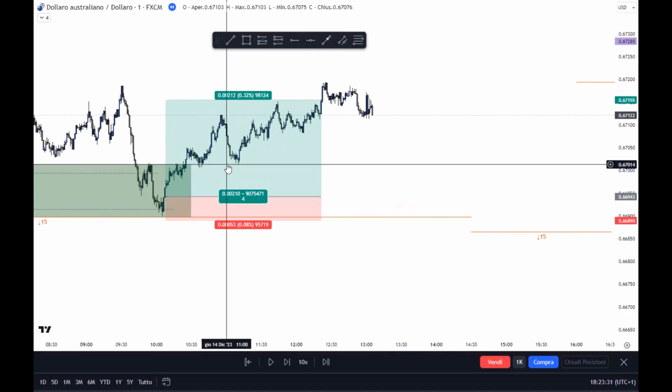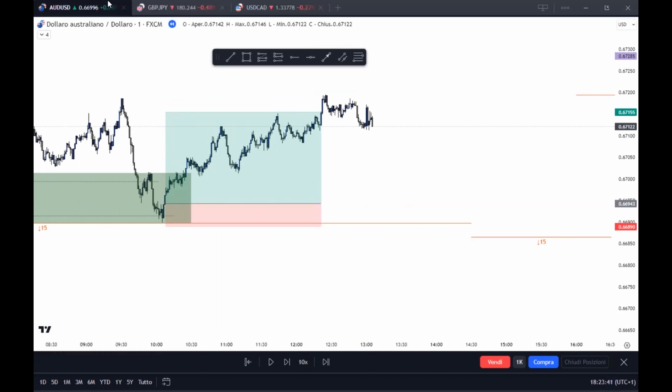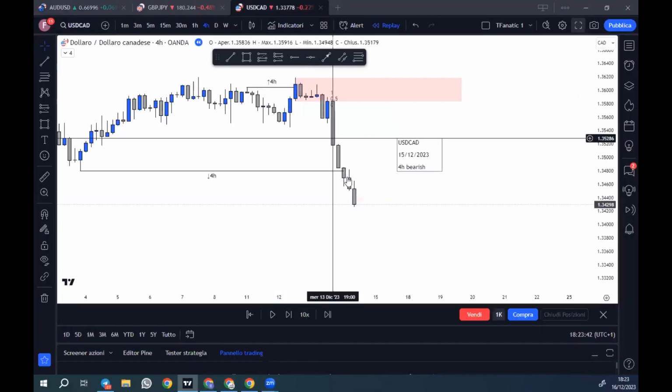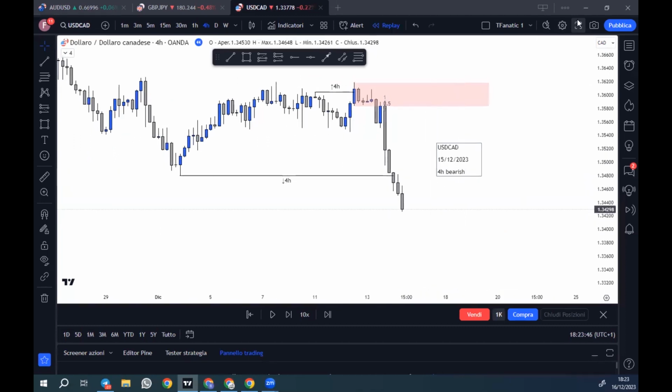So now let's go to the US dollar versus the Canadian dollar. And here, let's see. Okay, here we have another picture of the market.